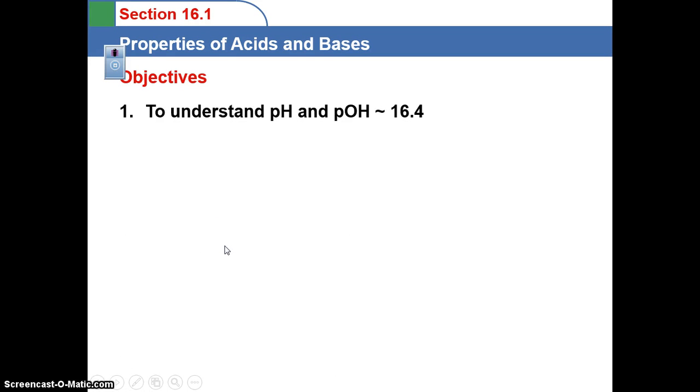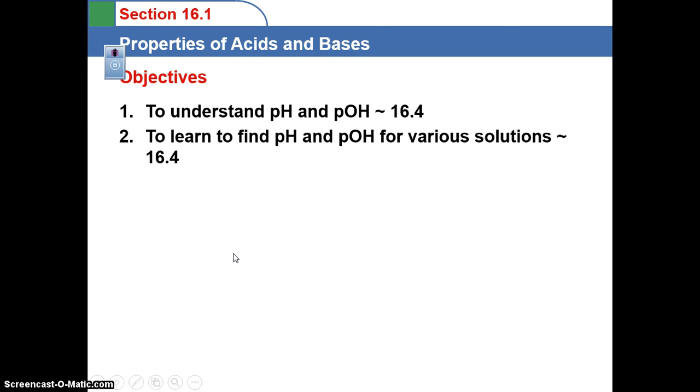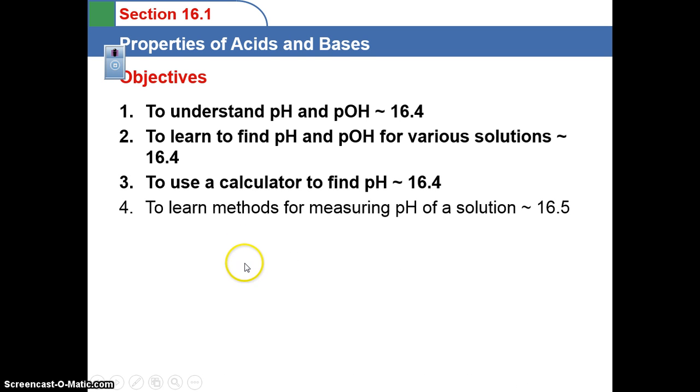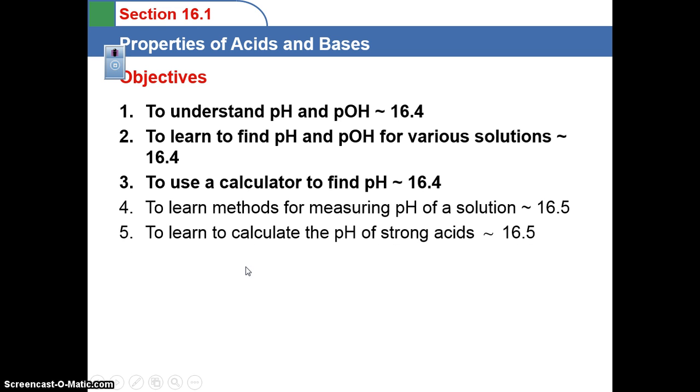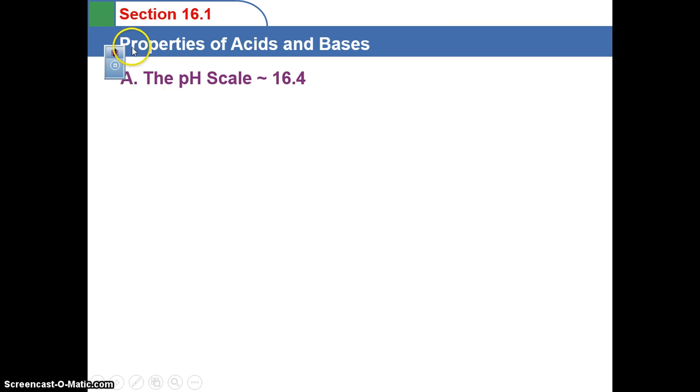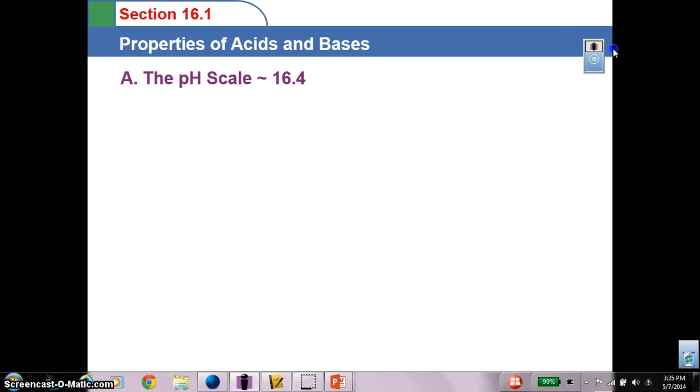In section 16.4, we're going to look at how to understand pH and pOH, learn how to find the pH and pOH for various solutions, and use a calculator to find the pH, in addition to learning about some different methods for measuring pH. And then we will talk about how to calculate the pH of strong acids in the next lecture. So the pH scale, let's move this over here.